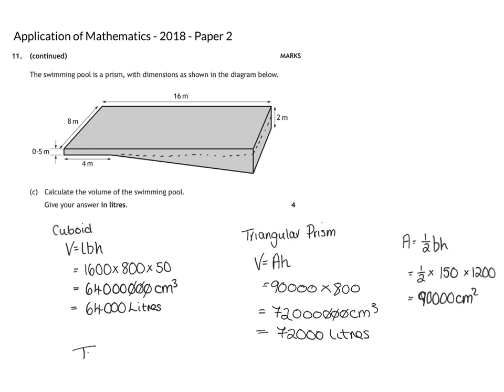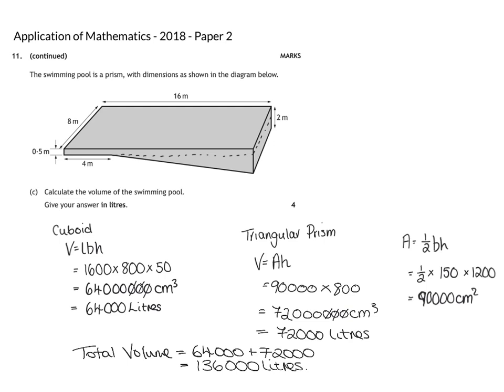So my total volume is equal to my 64,000 litres plus my 72,000 litres, which gives me 136,000 litres in that pool.